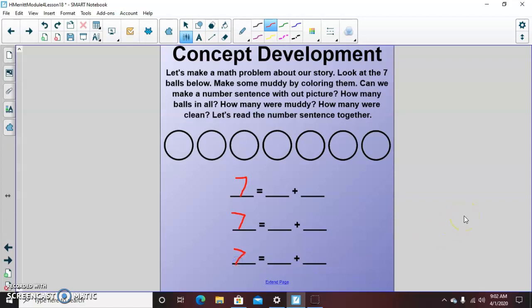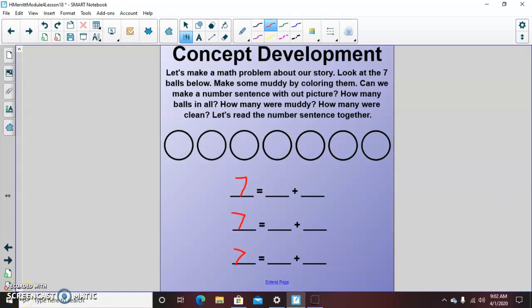Okay, 7. What I need you to do right now is pause me, and I need you to draw 7 circles 3 different times. Or if you have a whiteboard, just draw it once, and you can redraw it again when we go on to each number sentence, because we're going to do 3 different ways to make 7. So go ahead and pause me, and if you're using paper and pencil, draw these 7 circles 3 times. So you'll have a row of 7, another row of 7, and another row of 7. Or if you have a whiteboard, just go ahead and draw 7.